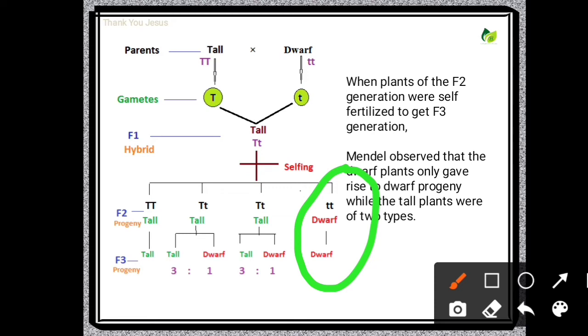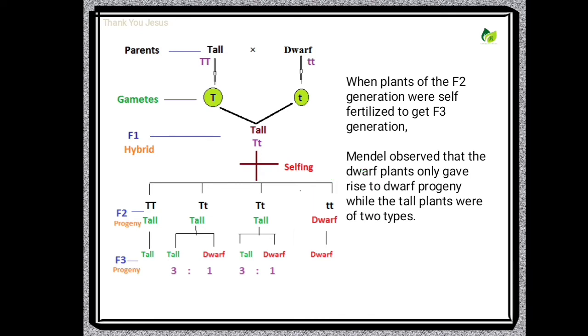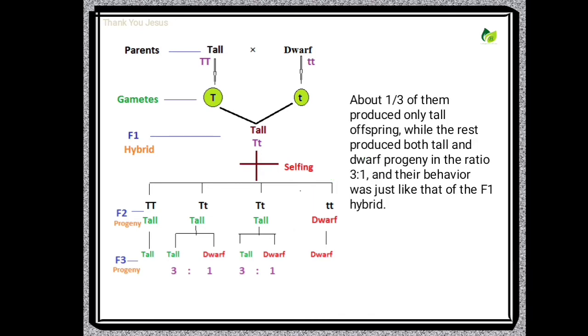Why? Because dwarf plants are always pure for that character. They have two pure alleles, nothing but two small t alleles, present in dwarf plants. Then only the dwarf character will be observed. Next, coming to the tall plants, there are again two types. About 1/3 of them produced only tall offspring.